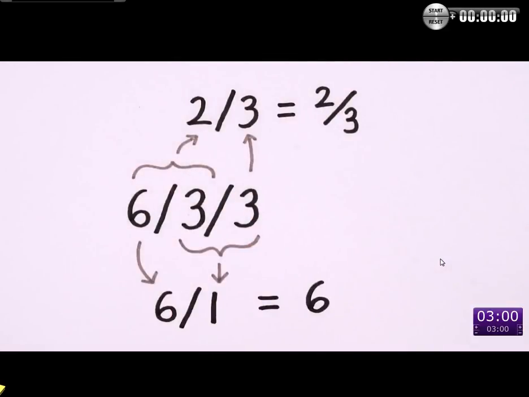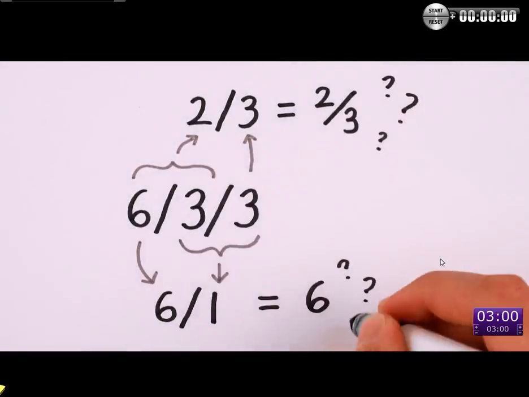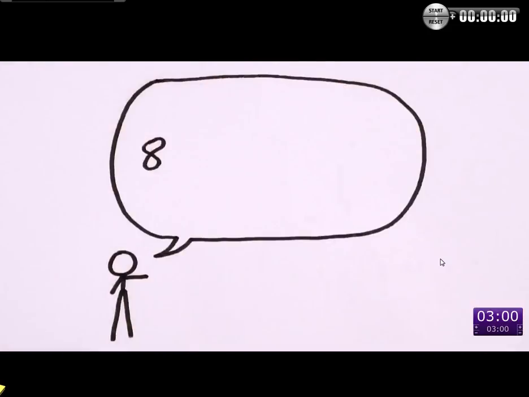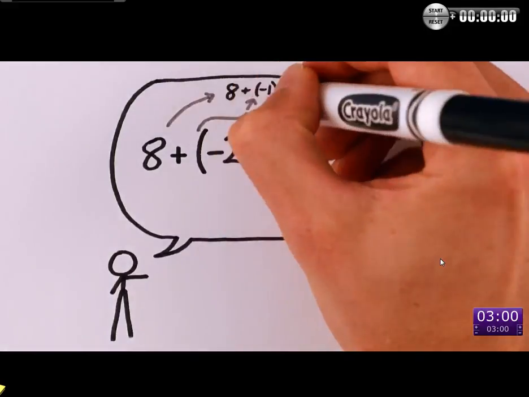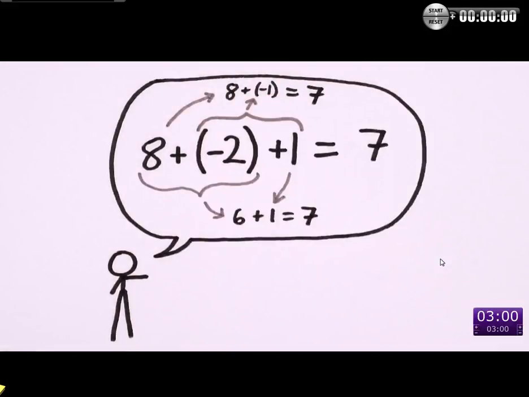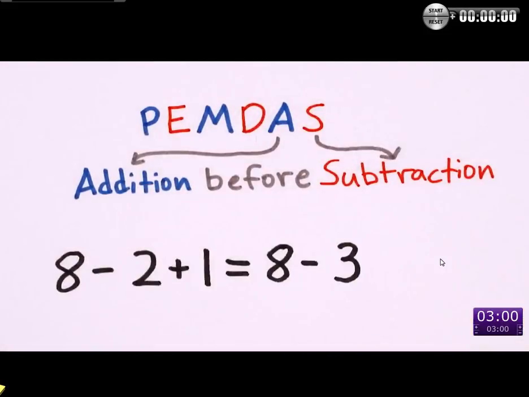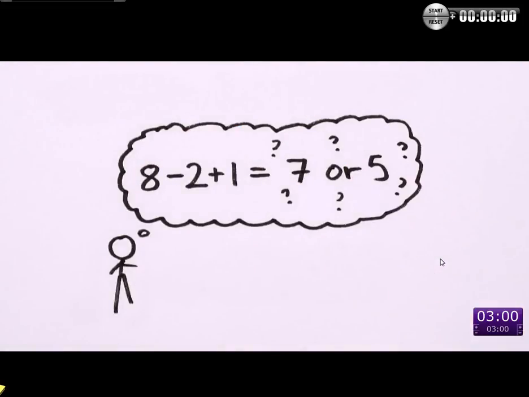The problem is, focusing on the order of operations can lead to ambiguity and obscures the real, underlying, and often beautiful mathematics. A mathematician will tell you that 8 minus 2 plus 1 is really 8 plus negative 2 plus 1, which is unambiguously equal to 7, even though the so-called order of operations standard in the US tells you the answer is 5. If you want 5 for your answer, then you really need some parentheses. But why is this ambiguity even possible?